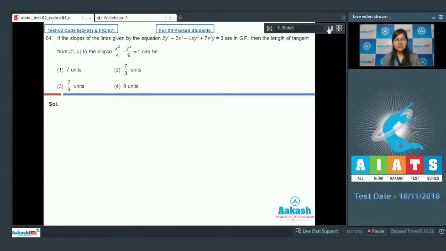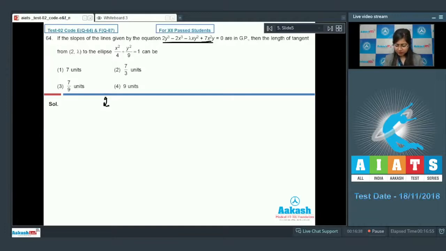Next is question number 64, which says that if the slopes of the lines given by the equation 2y cube minus 2x cube minus lambda xy square plus 7 times x square y equal to 0 are in GP, then the length of tangent from 2 comma lambda to the ellipse x square upon 4 plus y square upon 9 equal to 1 can be. Right. Now here we are talking about the slope of the lines of this equation. Right. Now slope is given by y upon x. So we can directly divide the equation by x cube.